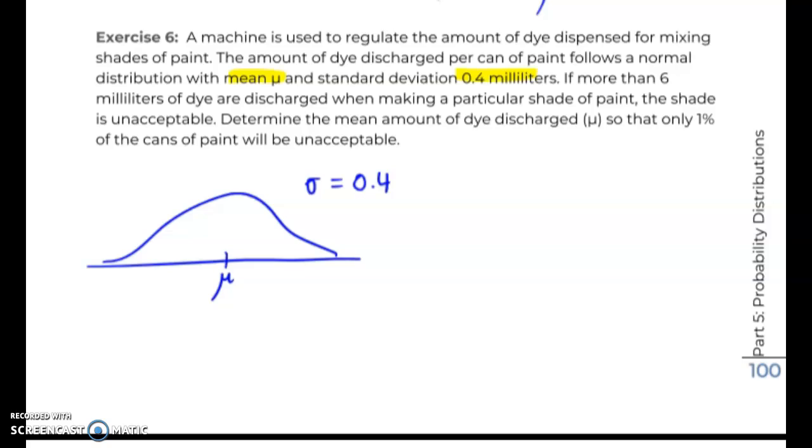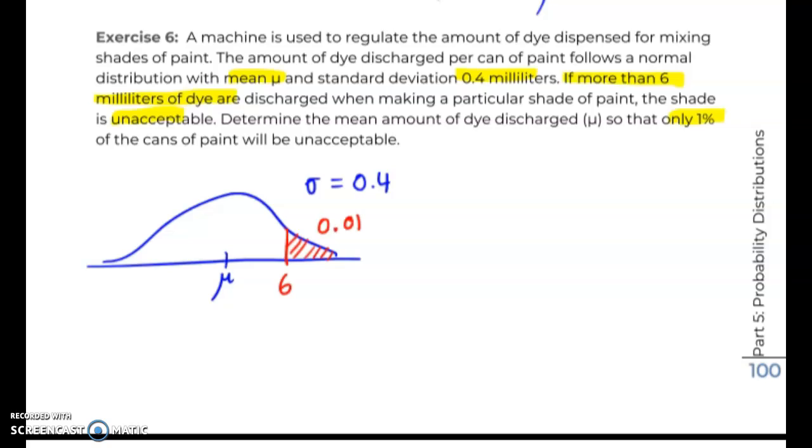It says over here, if more than 6 milliliters of dye are discharged when making a particular shade, the shade is unacceptable. And we want to determine the mean so that only 1% of cans of paint will be unacceptable. So first of all, we have more than 6. So we're looking for the area to the right, and we want that area no more than 1%.